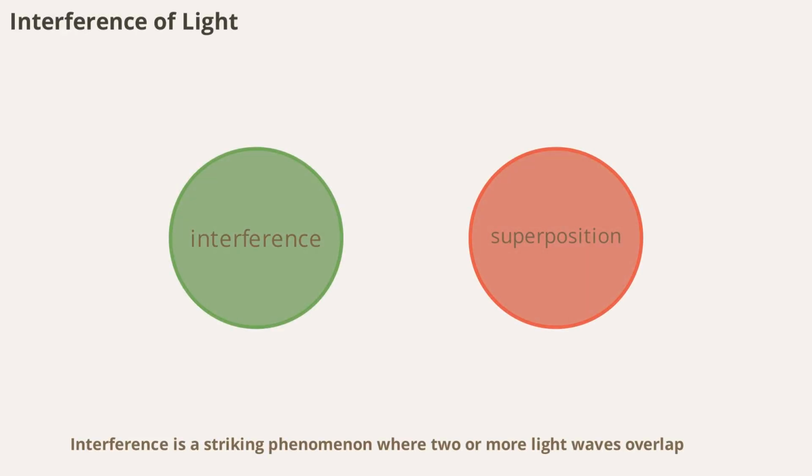Interference is a striking phenomenon where two or more light waves overlap, resulting in regions of increased or decreased brightness. When the crests and troughs of the waves align perfectly, they reinforce each other, creating bright fringes. When they are out of phase, they cancel each other, producing dark fringes. This effect is a direct consequence of the wave nature of light and is essential for understanding patterns seen in experiments like Young's double slit.